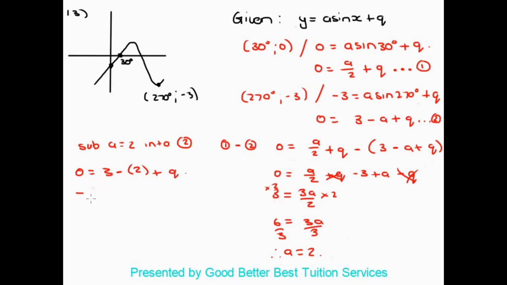So I'll take this 3 over, it becomes minus 3 is equal to, negative times 2 gives me minus 2 plus q. And so once this 2 comes over, it's going to be positive 2, so it's minus 3 plus 2. So therefore q is going to be equal to minus 1. And that tells us that the graph shifted 1 unit down. Once we're done with that, we can write out our final equation here, which is going to be y is equal to, what is the a value? It was 2 sine x minus 1. And that is your final equation, an amplitude of 2, and it's been shifted 1 unit down.